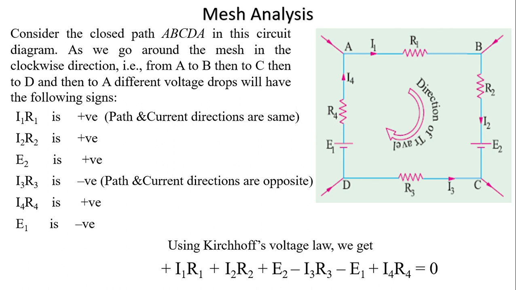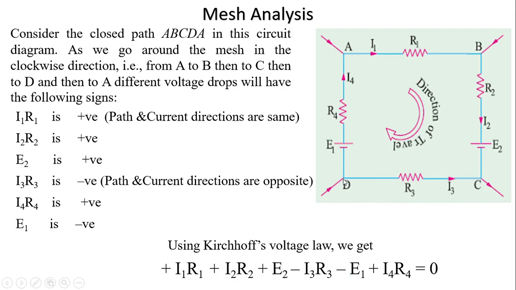Using Kirchhoff's voltage law, the algebraic sum of the potential differences and EMFs in a closed path is equal to 0. Let me write that equation. Plus I1 R1, B to C, so plus I2 R2, from positive to negative, so plus E2, from C to D the current is opposite, so minus I3 R3, from D to A the first terminal is minus to plus, so minus E1.